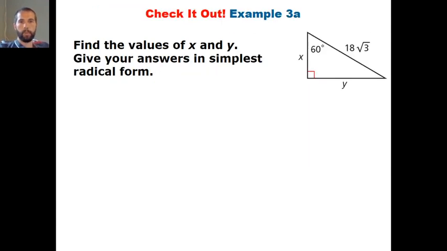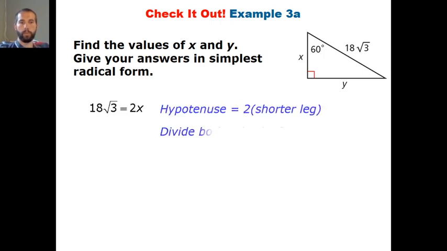Okay, in our next example, we're given the hypotenuse. So it's a 30-60-90, we have the hypotenuse. We go from the hypotenuse to the short leg. So the rule is, if you have the hypotenuse and you want the short leg, you divide by 2. So we're going to do 18 radical 3 divided by 2, and we get 9 radical 3. So the 18 over 2 reduces to 9 radical 3.